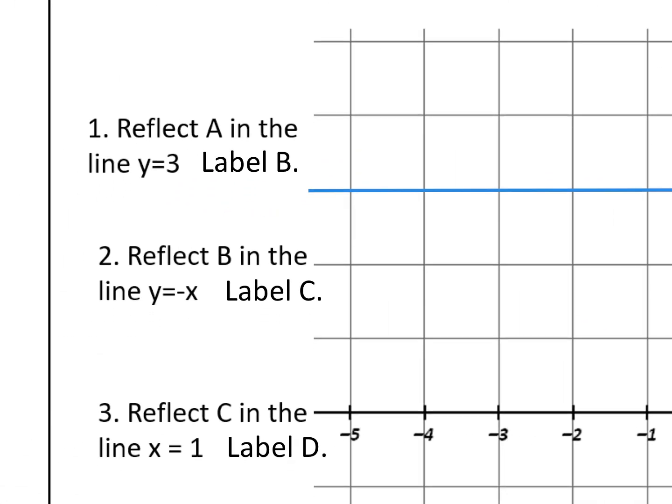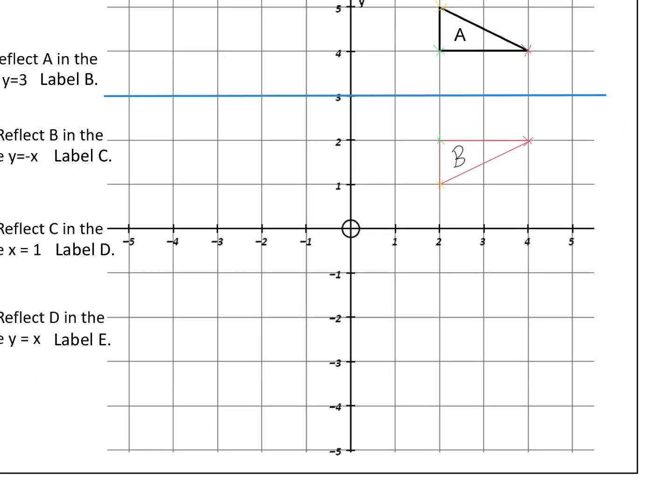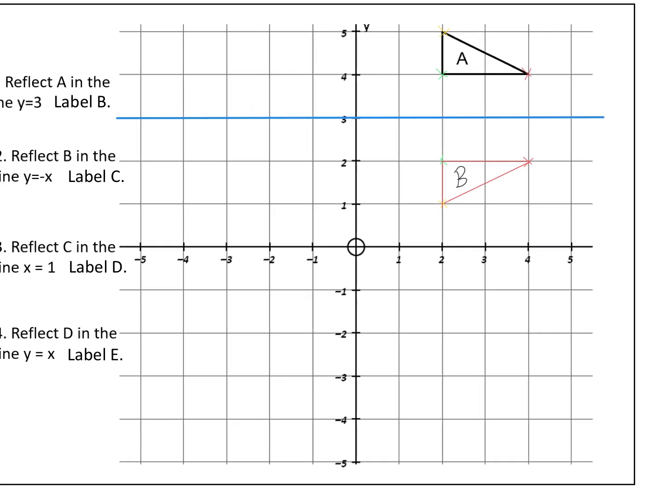Okay, the next question says reflect B in the line y equals minus x and label C. So y equals minus x, if you can remember, was a diagonal line, and it's minus x, so it has a negative gradient. That means it's going to go downhill, so to speak, like so. Now if you draw your line slightly off and it doesn't go through the corners, that will have an effect on your reflection, because the distances will be slightly off. So it's important that, as you can see here, my line has a perfect gradient of -1.